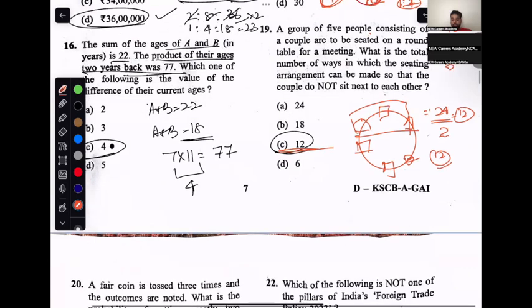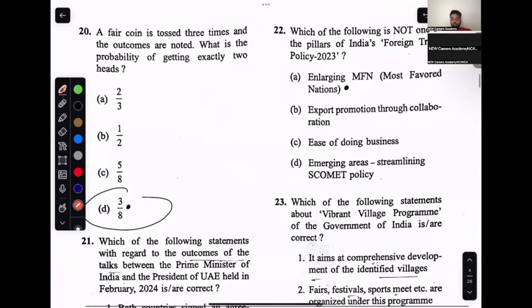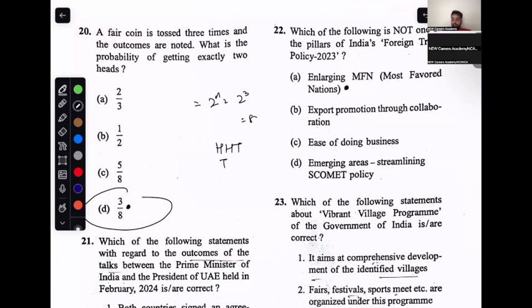That's your answer. Okay, a fair coin is cast 3 times. If you toss a coin, the total number of outcomes is 2 raised to n, that is 2 raised to 3 would become 8. What is the probability of getting at least 2 heads? The ways of getting 2 heads are head head tail, tail head head, and head tail head. So 3 ways of getting exactly 2 heads. So the answer is 3 by 8.